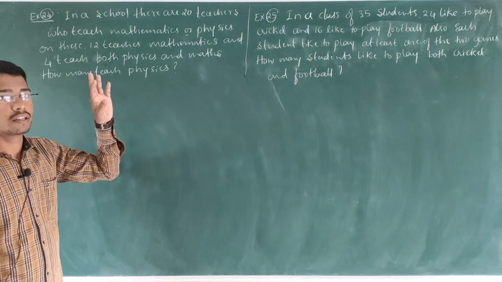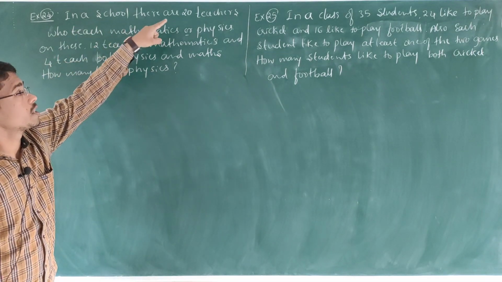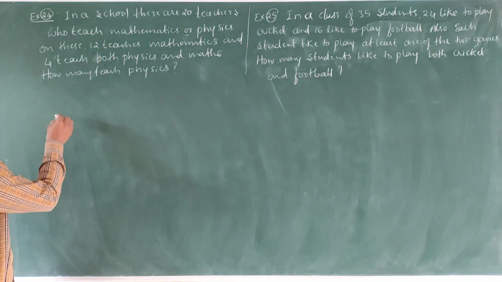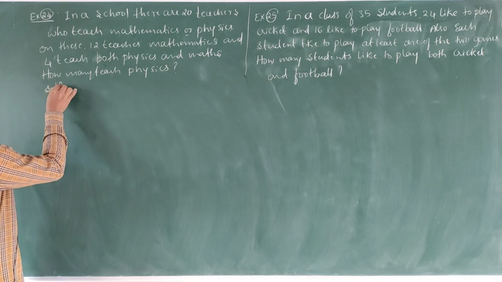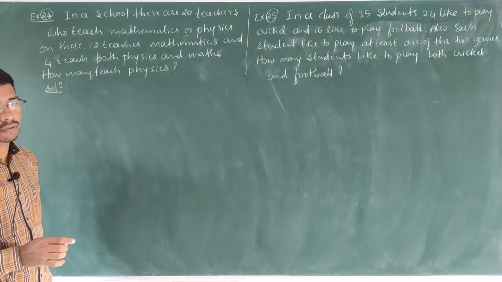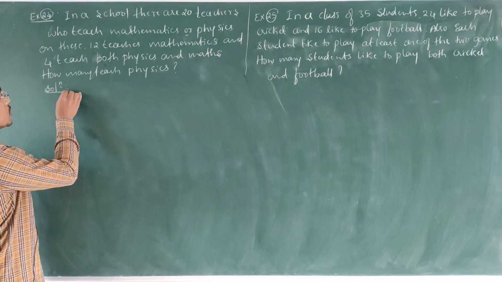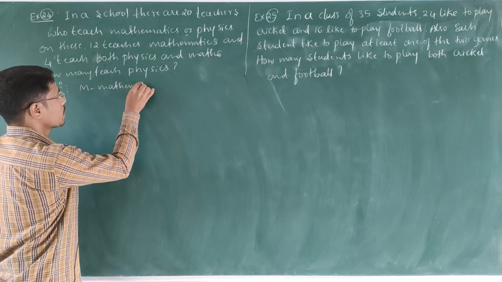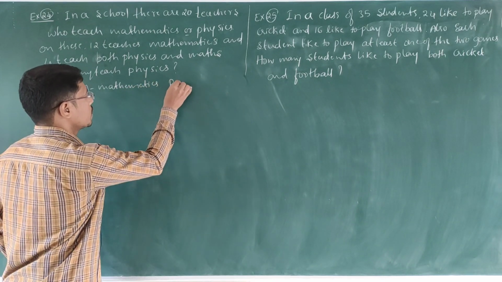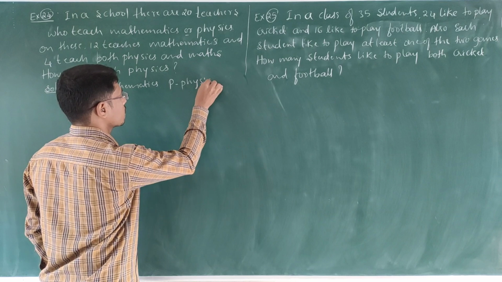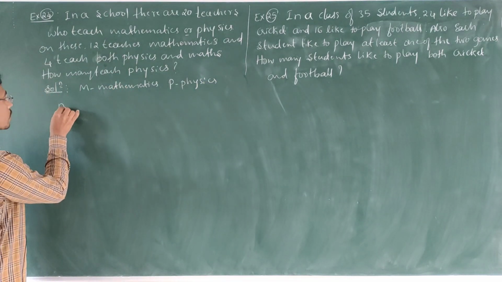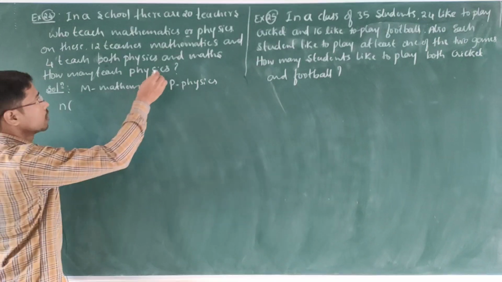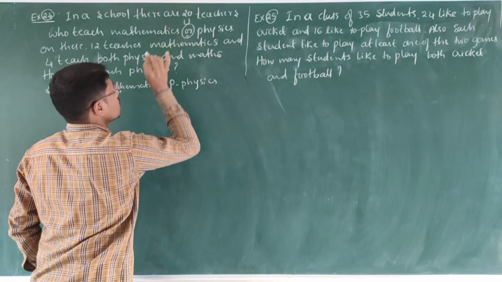We have to consider the question: among the total 20 teachers who teach mathematics or physics, "or" means we have to consider always union only. First denote M for mathematics and P for physics. The number of lecturers who teach mathematics or physics, "or" means always we have to consider union.